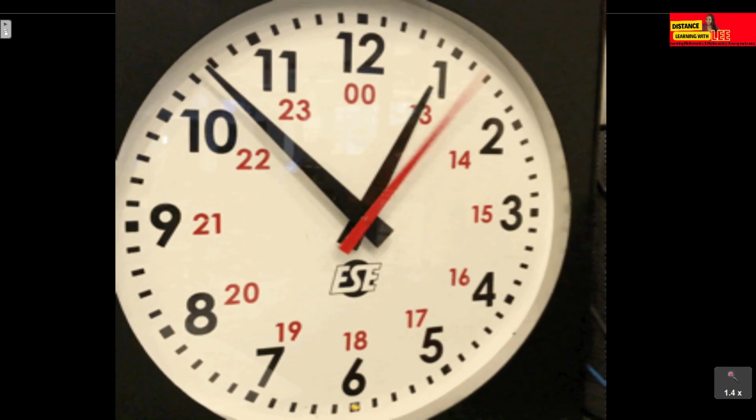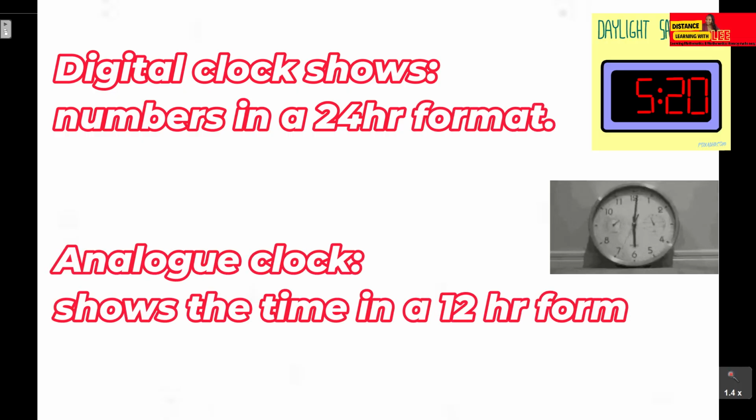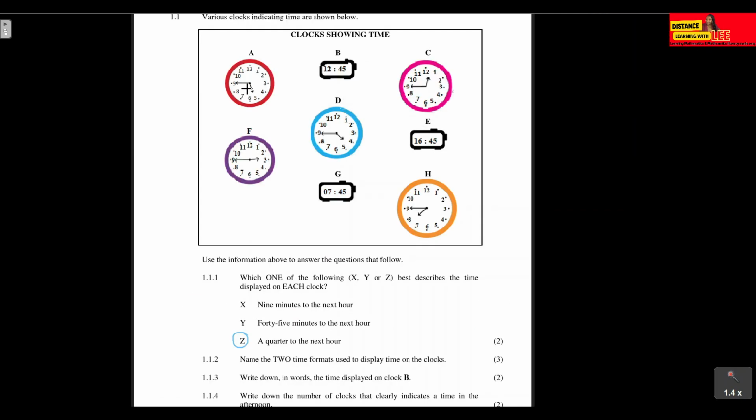A digital clock, guys, is a clock that simply shows numbers. And an analog clock is a clock that is circular, with numbers 1 to 12, and it has two hands, where you have the longer hand and the short hand.